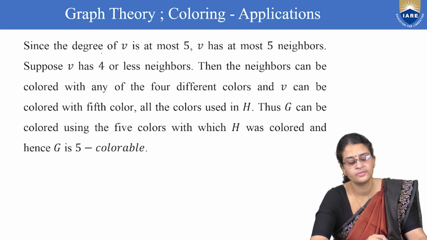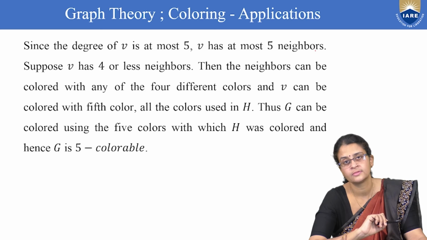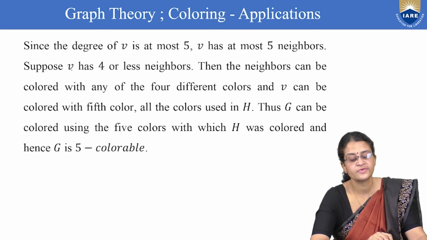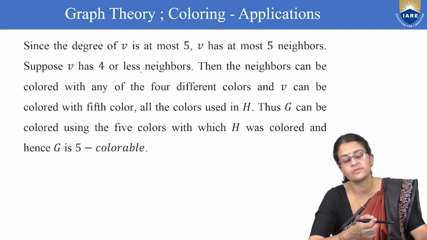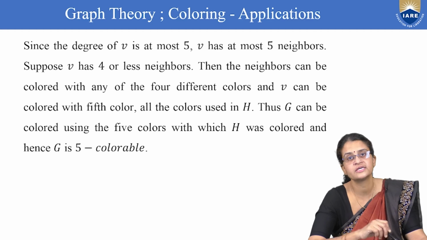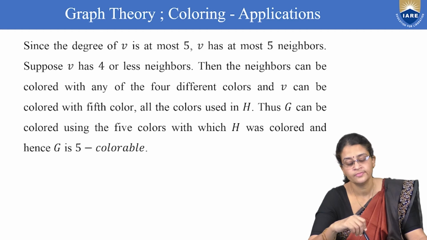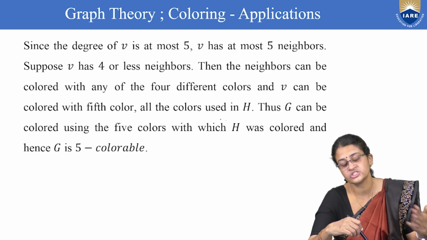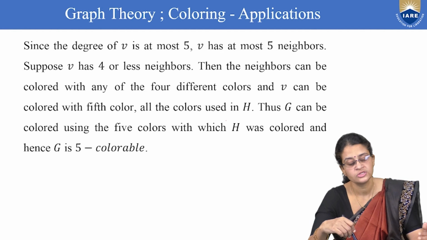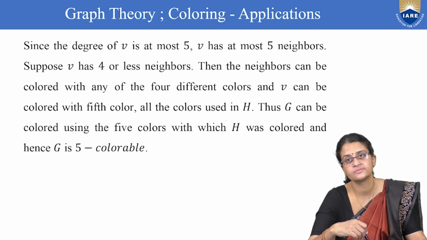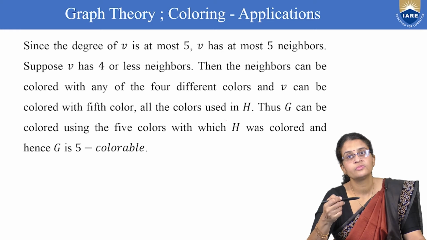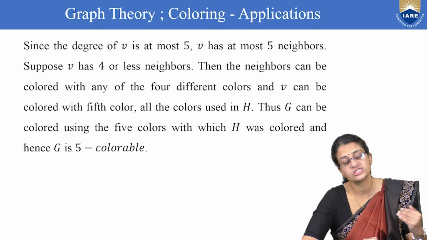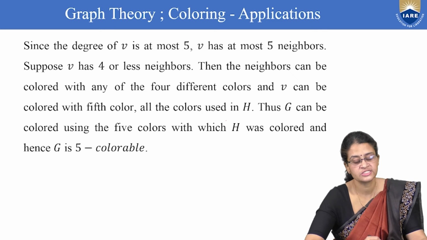Since the degree of vertex V is at most 5, we have at most 5 neighbors. We cannot have more than 5 neighbors, because then the degree would increase. Suppose we have 4 or fewer neighbors, then the neighbors can be colored with 4 different colors and we can assign the 5th color to V. So G can be colored with the 5 colors with which H has already been colored. Hence, G is 5 colorable.